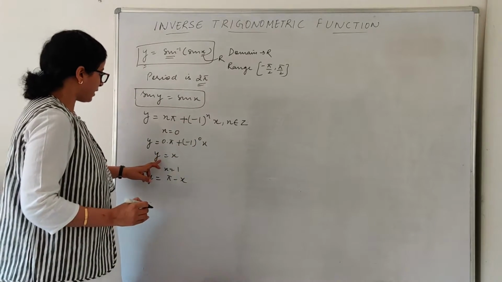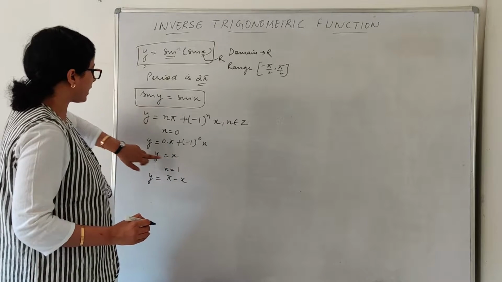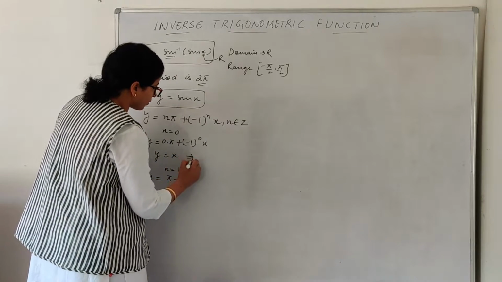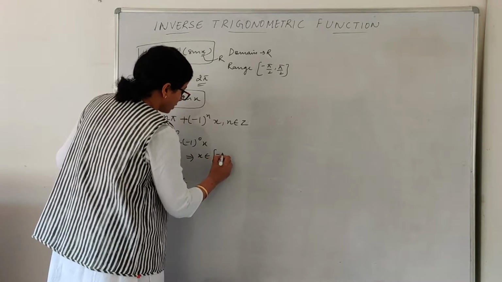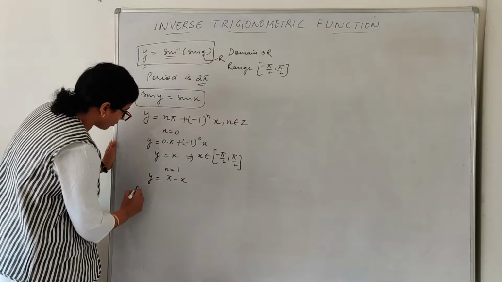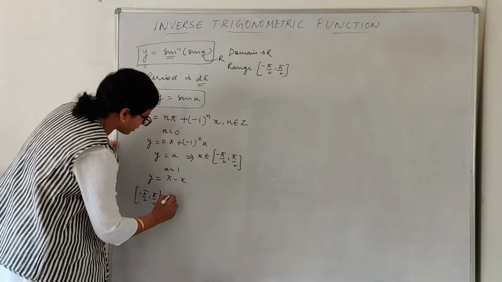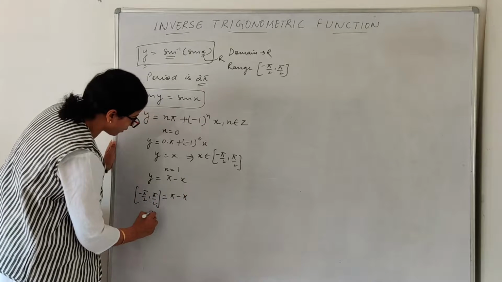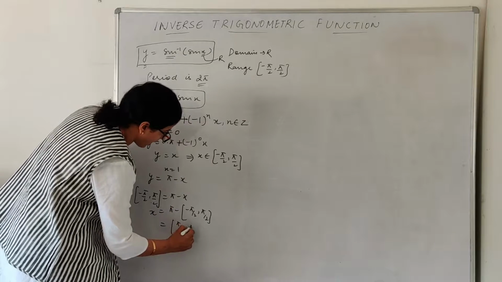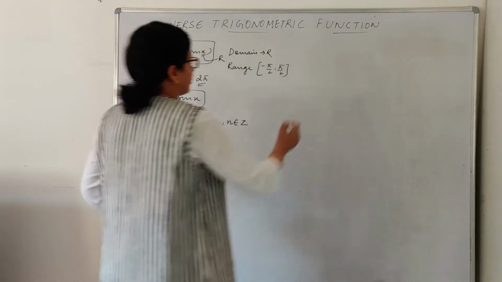Now check. If my y is equal to x, then whatever is my range for y will be the values for x also. It means the values of x belong to minus pi by 2 and pi by 2. In the other case, I know my value of y is minus pi by 2 and pi by 2, but I don't know the value of x. So I can calculate the value of x. So x will be equal to pi minus pi by 2 and 3 pi by 2. Now let us take the graph part of it.